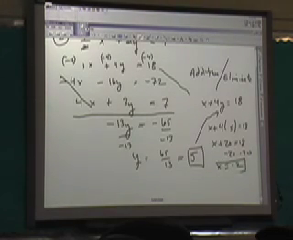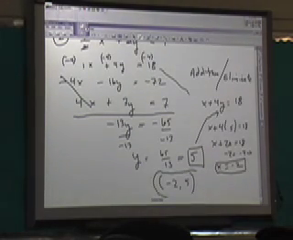And we're done. Because we found negative 2 and 5 as our point of intersection. That's where those two lines are going to intersect. That's their solution. Okay? So that one was a little more complex, but same idea.